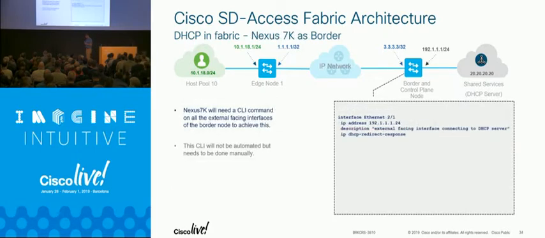But let's say if you had a Nexus 7K as a border node, then you need to add this particular CLI, which is your IP DHCP redirect response, to all your external facing interfaces to ensure DHCP actually works in the fabric. And this CLI is not automated. So for folks who have N7K as a border or planning to have N7K as a border, again, if you don't enable that CLI, your DHCP will not work in the fabric.